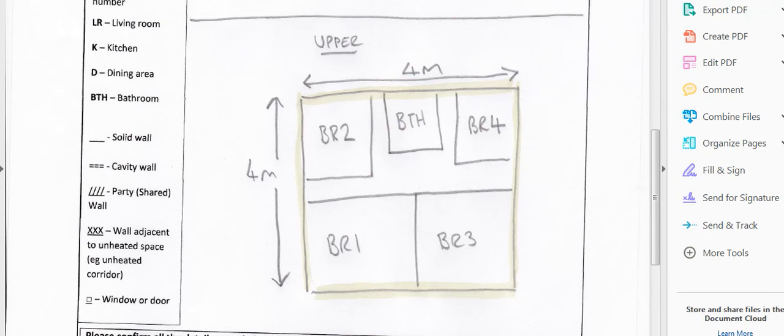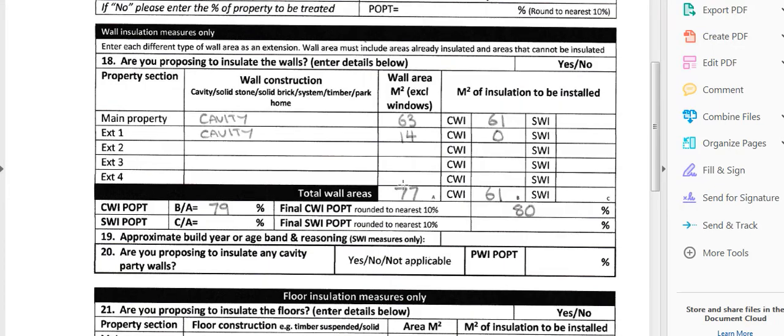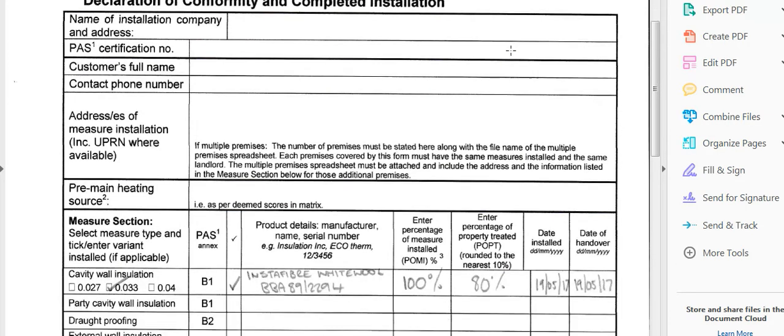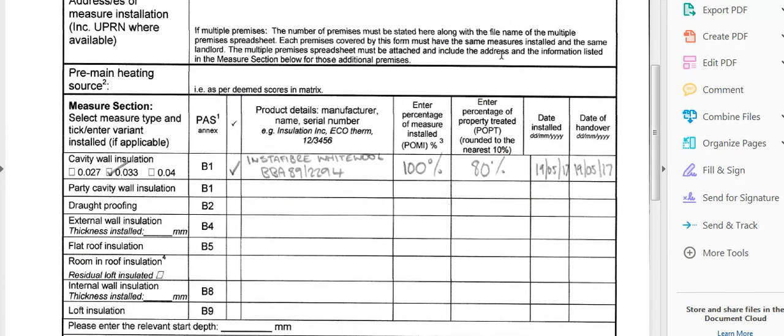Then moving on to the declaration of conformity. Once we've got our Dean score survey form, we're then looking at transferring that information onto the document. So this is all fairly standard. You select your variant for the material that's been used. You insert the actual product that's been used alongside the BBA certificate number. This is your POPPED calculation, but it's the rounded percentage. So we went through before that was 79%, but it's rounded to 80.